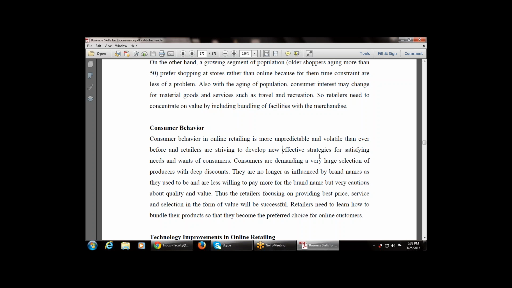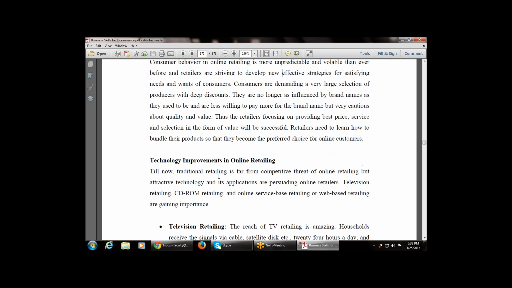They are no longer influenced by a brand name as they used to be, and are less willing to pay more for the brand name, but are very cautious about quality and value. So consumer behavior also affects the demand for e-retailing and the retailing industry. The next factor is technology improvement in online retailing.